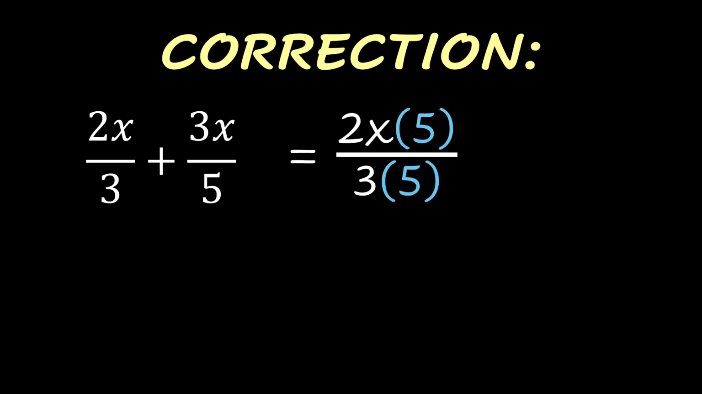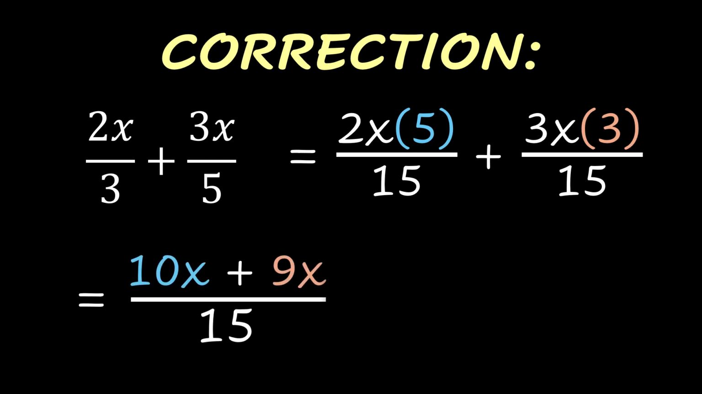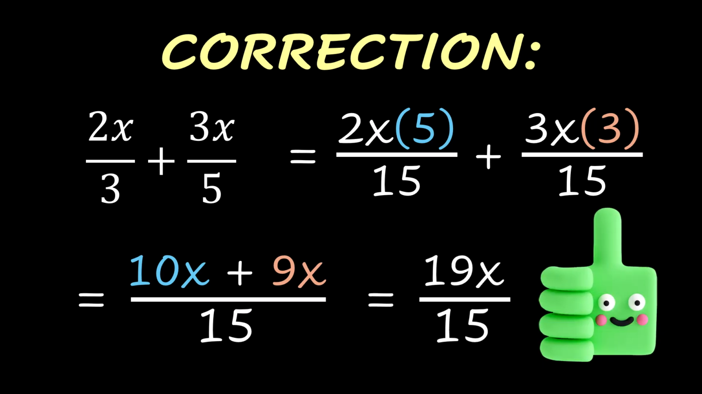Subtracting is the same. So what I'm going to do is take this 2x over 3, and I take the top and the bottom times the other guy's denominator. 5 on the top, 5 on the bottom. And we're going to do the same move for the 3x over 5. We take it times the other guy's denominator, which is 3. Now we have common denominator of 15. We're going to add them together, but the numerators are not going to be 2x and 3x. It's going to be 10x and 9x, because you multiply the 5 times the 2x and the 3 times the 3x. Now, add the numerator with that common denominator, and there we go.